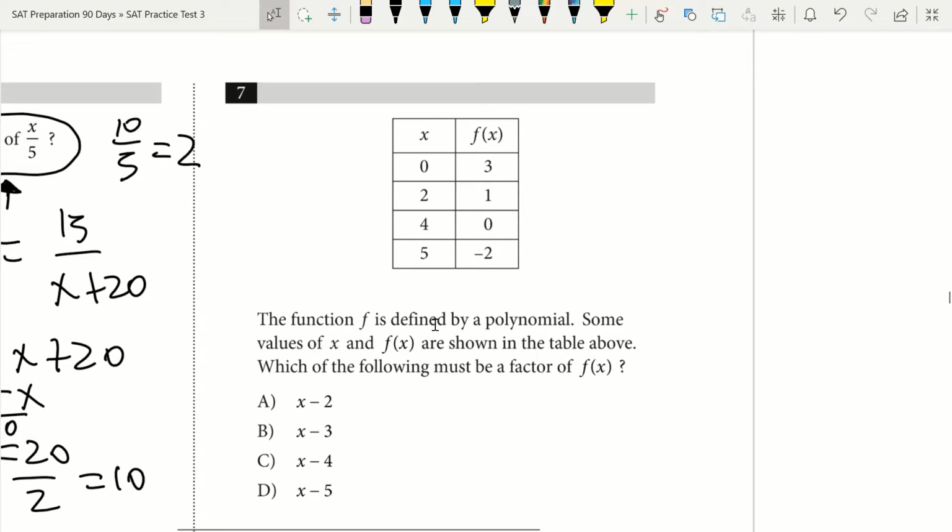All right, so question 7: the function f is defined by a polynomial. Some values of x and f of x are shown in the table above.